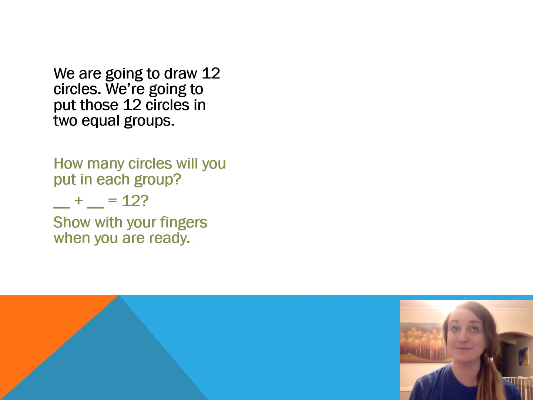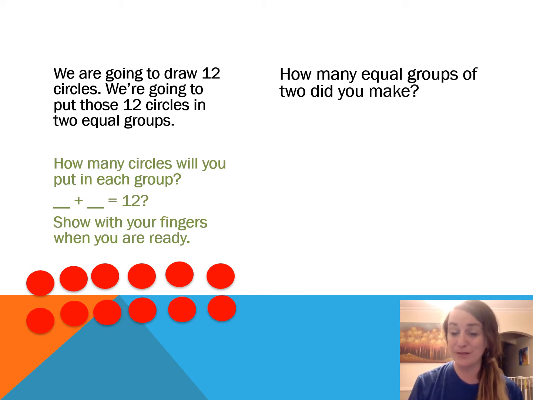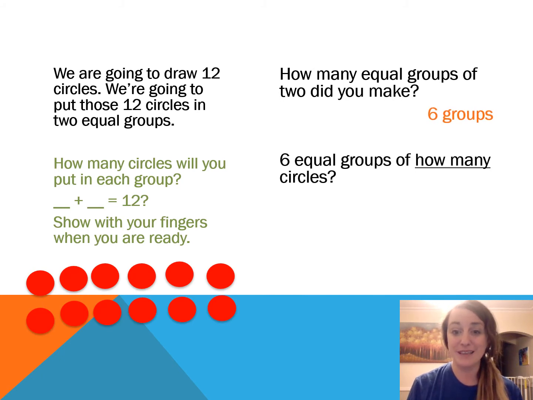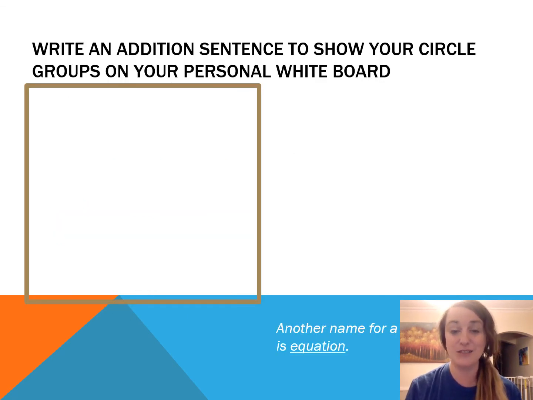Show me with your fingers. 6. 6 plus 6 is 12. So if I wanted 2 6s making 12, I would make 2 rows of 6 to show my 12 total circles. How many equal groups of 2 did we make? 6 groups. 6 groups of how many circles? 6 equal groups of 2 circles. And how many does that make all together? It makes 12 circles. Let's write an addition sentence to show our circle groups on our personal whiteboards.